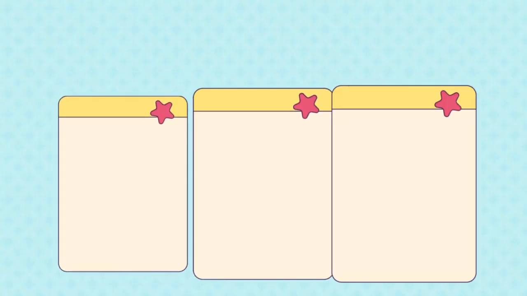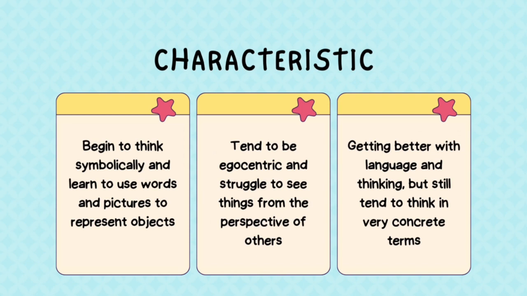And for their characteristics, number 1, begin to think symbolically and learn to use words and pictures to represent objects. Number 2, tend to be egocentric and struggle to see things from the perspective of others. And number 3, getting better with language and thinking, but still tend to think in very concrete terms. At this stage, kids learn through pretend play but still struggle with logic and taking the point of view of other people. They also often struggle with understanding the idea of constancy.